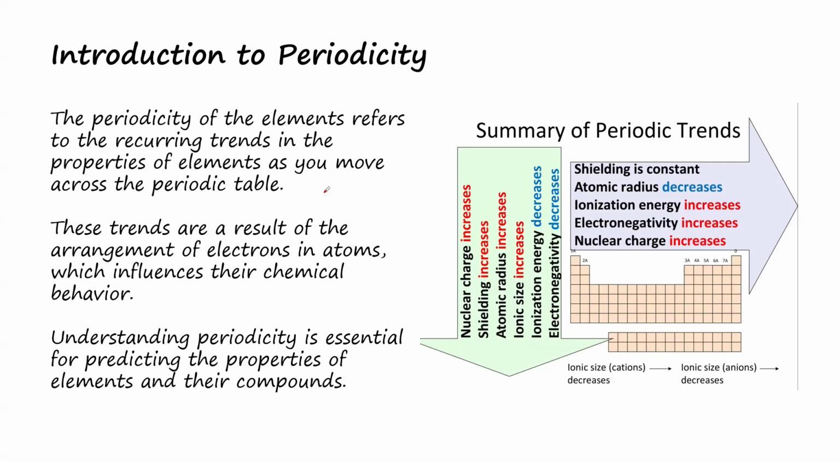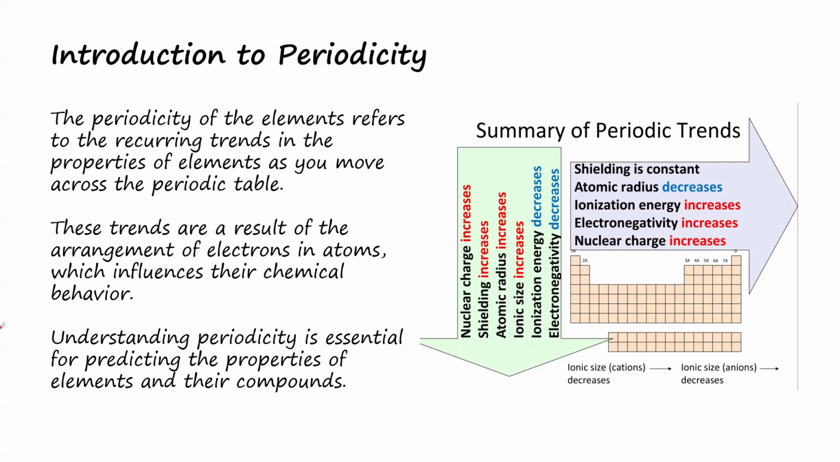So the periodicity of the elements refers to the recurrent trends in properties of the elements as you move across the periodic table, or we call them periodic properties of the elements. The properties that change down the group or across the period in the periodic table are called the periodicity of the elements.